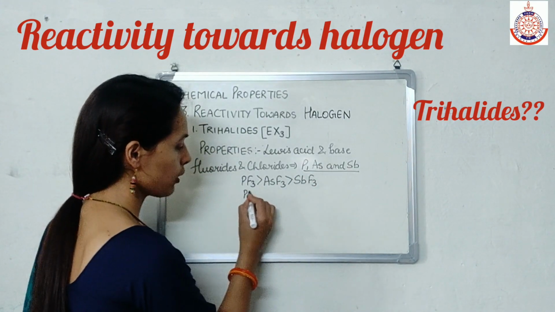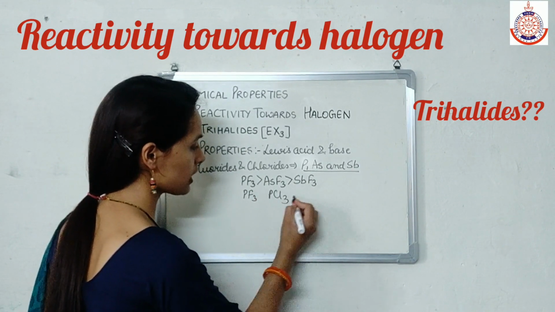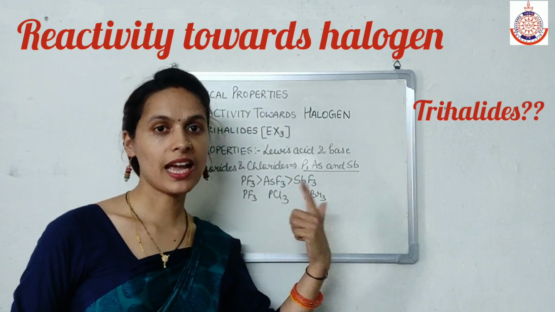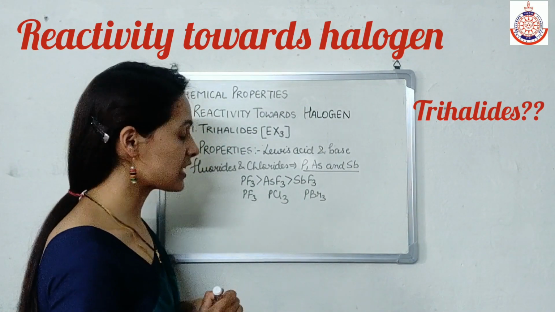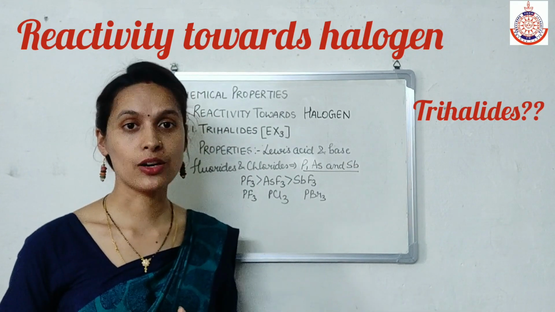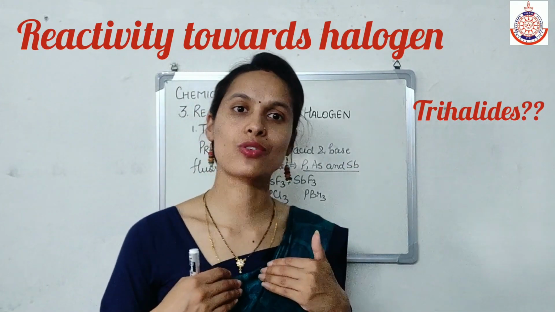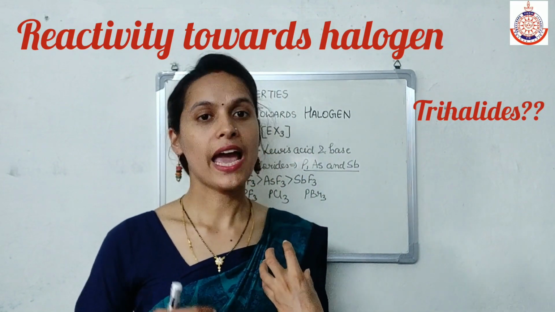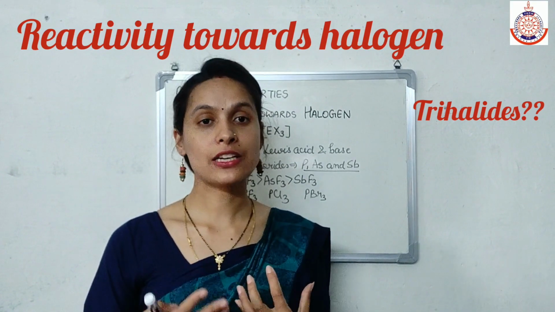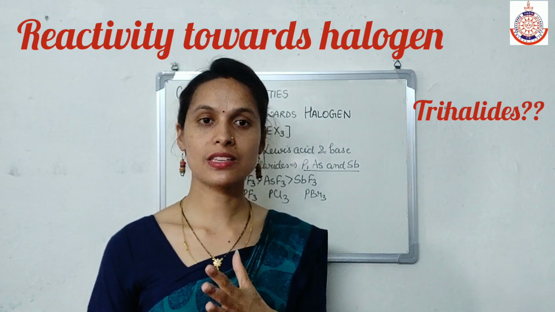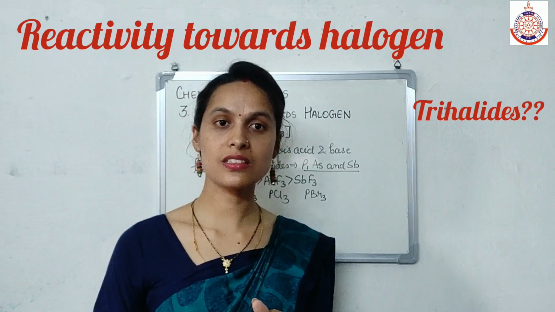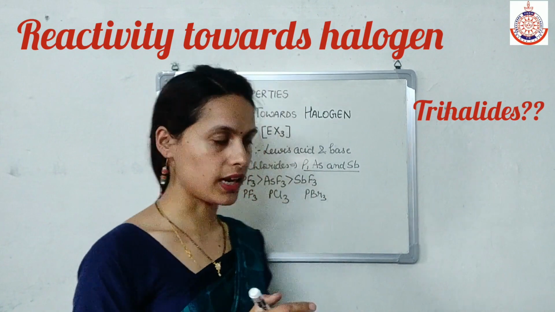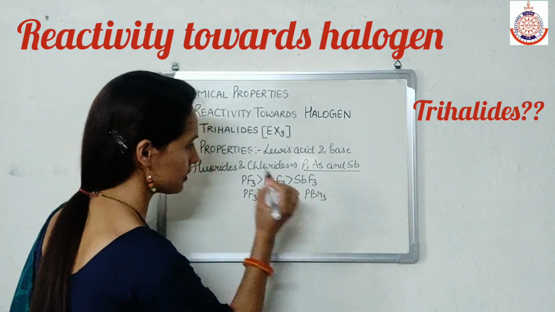But if I talk about PF3, PCl3 and PBr3, the central atom remains the same but I am changing the halogen. So with an increase in the electronegativity of the halogen, its tendency to attract electrons increases, because it attracts the shared pair of electrons towards itself, as a result of which the electron density at the central atom decreases, and due to the decrease in the electron density it easily attracts electrons from outside. So the acidic character is like this.